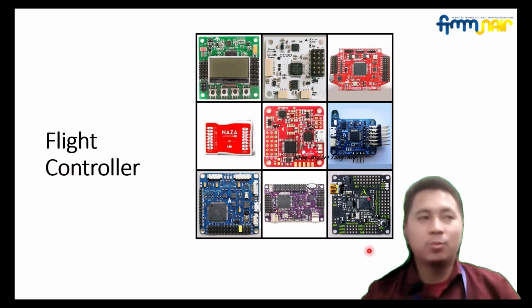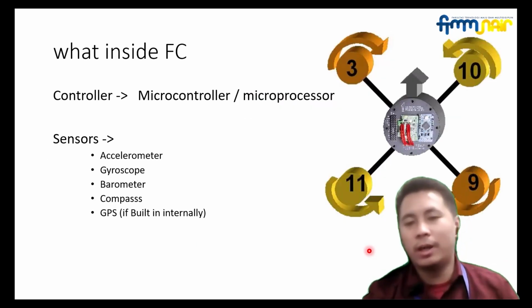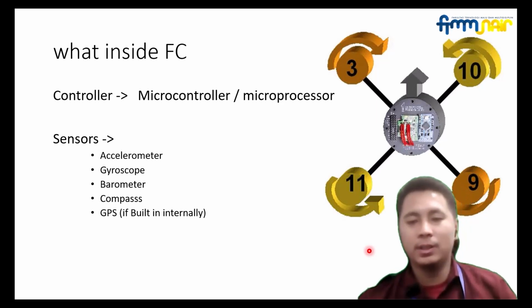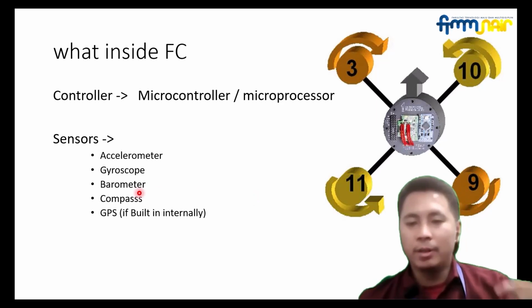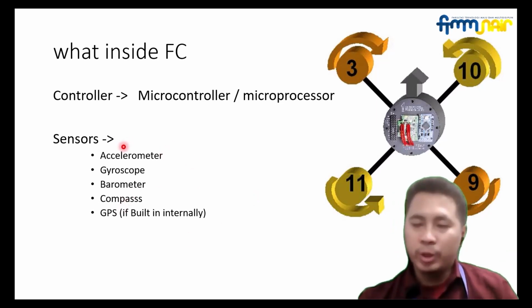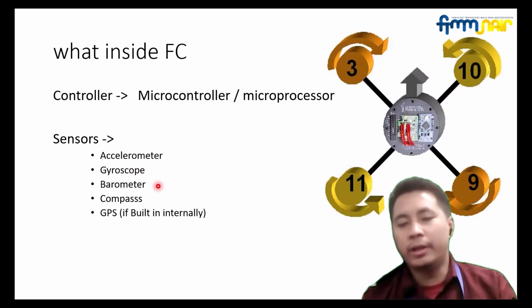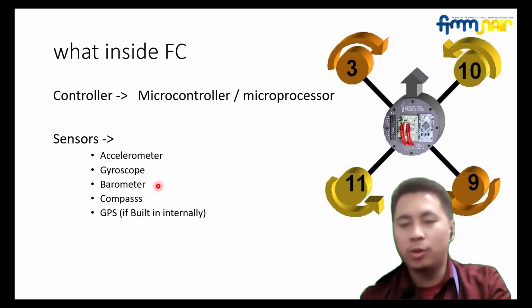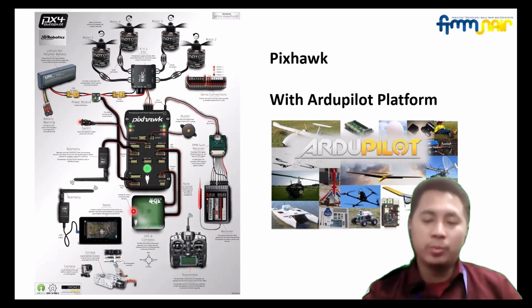The multicopter can work if there is a flight controller. In the flight controller, there are some sensors like accelerometer, gyroscope, barometer, compass, GPS. IMU we already discussed. There is a barometer for knowing the pressure of the air, the compass to know what the ground heading is, and GPS to know the exact location, latitude and longitude of the drones.